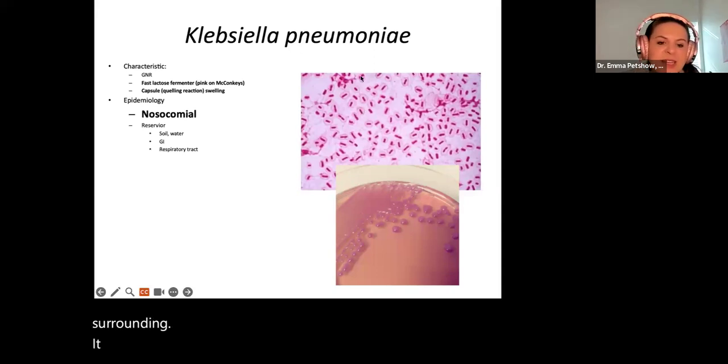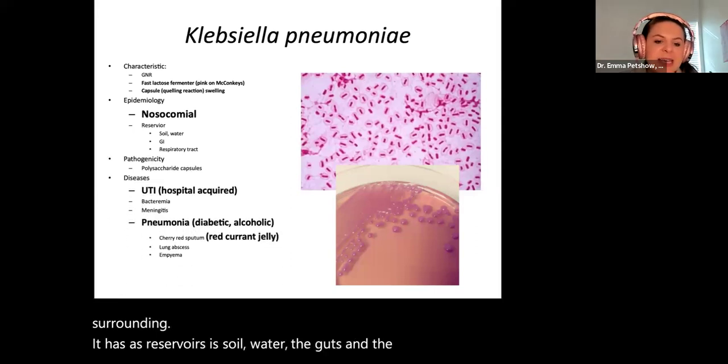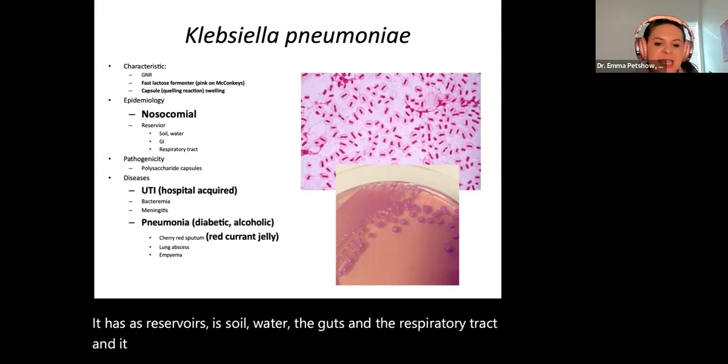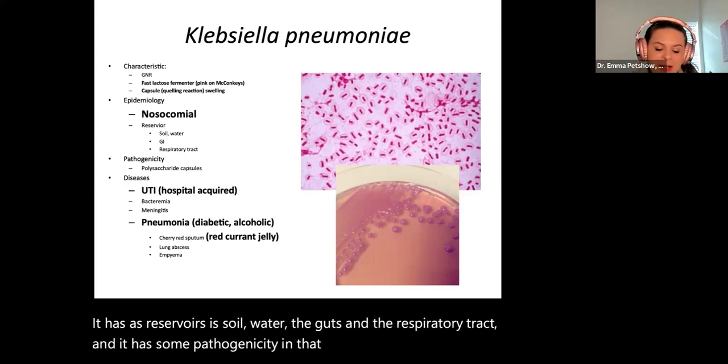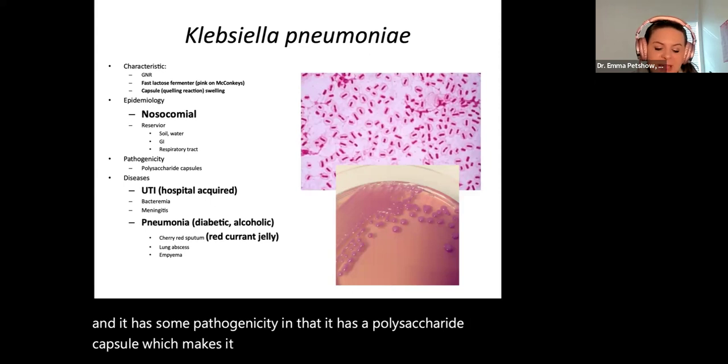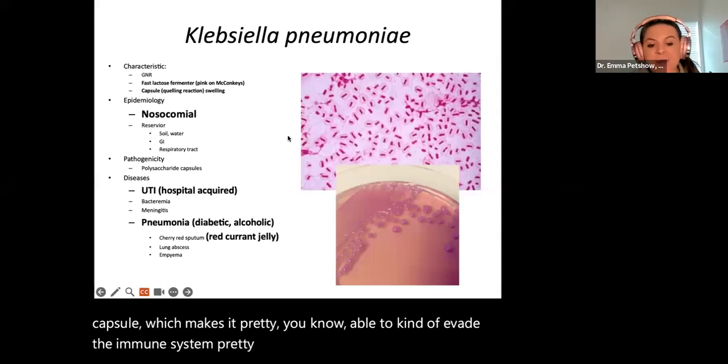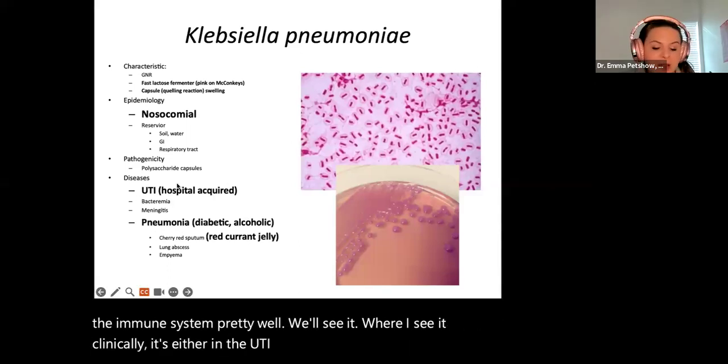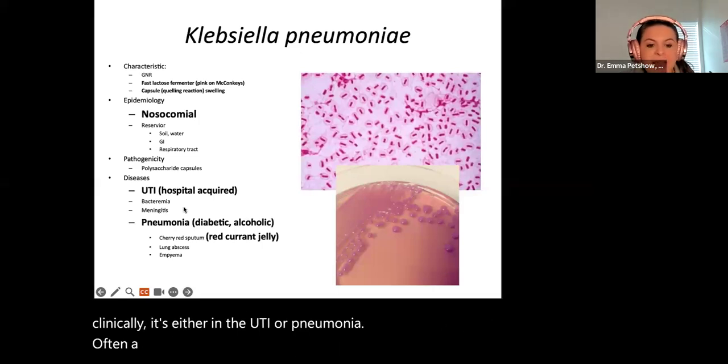Its reservoirs are soil, water, the gut, and the respiratory tract. And it has some pathogenicity in that it has a polysaccharide capsule, which makes it able to evade the immune system pretty well. Where I've seen it clinically is either in a UTI or pneumonia, often a hospital-acquired UTI.